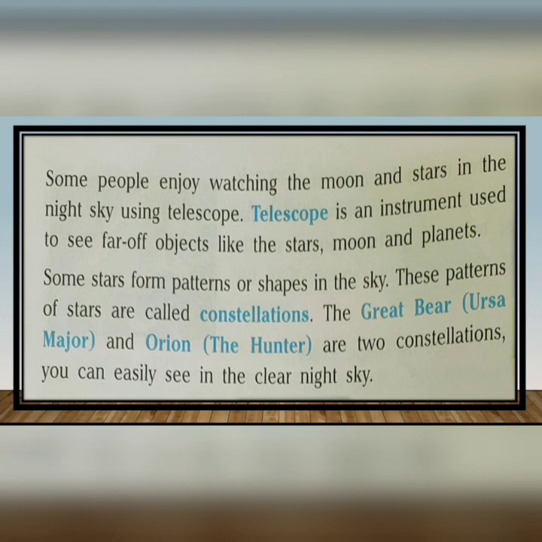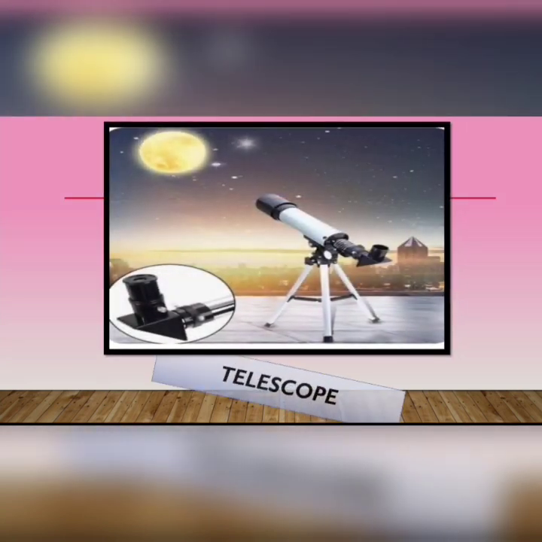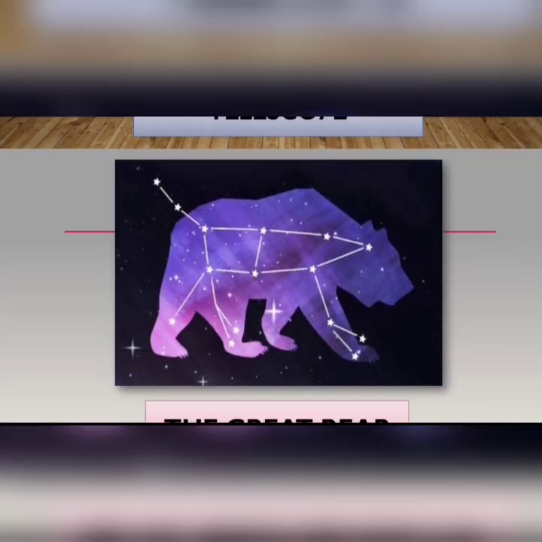Now let us see the picture of a telescope. A telescope looks like this. Here is some lens, and from this point, you can see the view. What is it used for? A telescope is used to see far off objects.